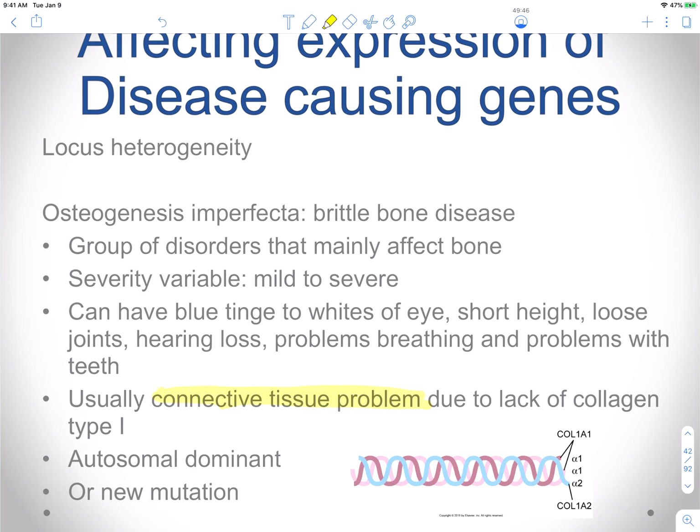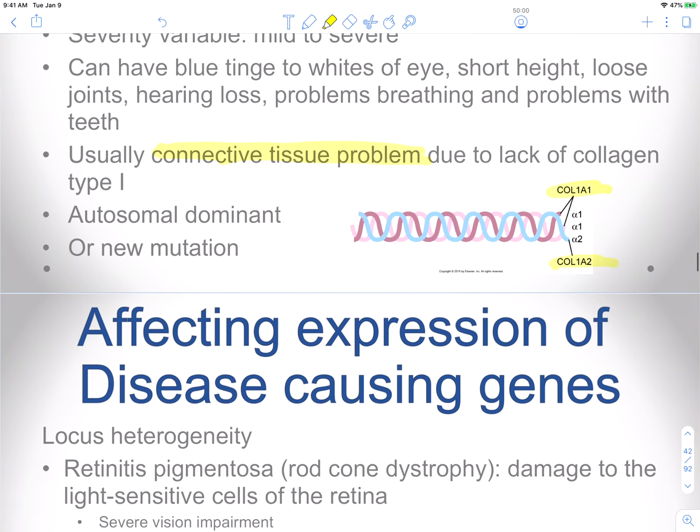Most of it is due to lack of collagen type 1. These are autosomal dominant or a new mutation. And we talked about these. They could have collagen 1A1 mutations, collagen 1A2 mutations, and they will lead to a similar phenotype.